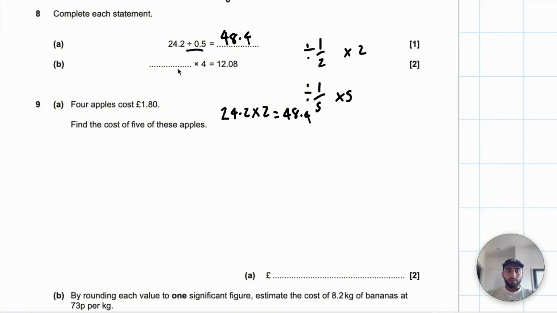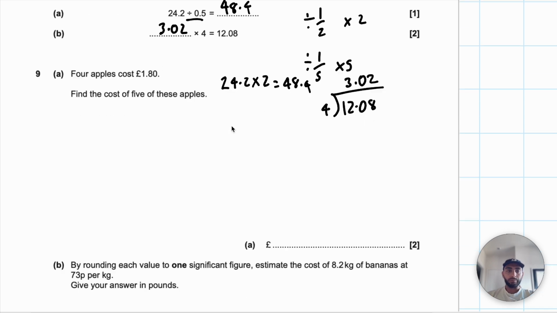Part B. Something multiplied by 4 gives me 12.08. So to get this to the other side and to get this number on its own, I need to divide both sides by 4. So I'm doing 12.08 divided by 4. How many 4s go into 12? That's 3. They don't go into 0, so that's 0. 4s into 8 is 2, so it's 3.02.